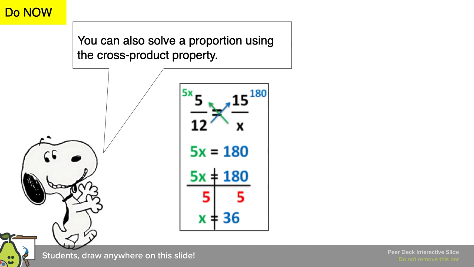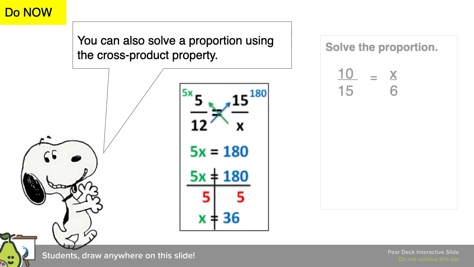We've got the sample problem for you to look at, but this time we're going to introduce and just remind you about something called the cross product property, or cross multiplication. What we have in a proportion is that cross products are equal. The numerator of one fraction and the denominator of the other, when you multiply them together, will equal the product of the other numerator and the other denominator. So in the sample problem, we have that 5x equals 180, and then we solve for x by dividing by 5, and we get that x equals 36. In other words, 5 over 12 equals 15 over 36.